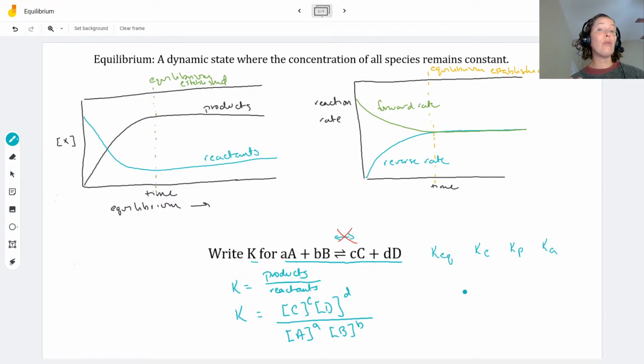Now you don't have to have two reactants and two products. We're going to work with reactions that have two reactants and one product, or one reactant and two products, or you could have three reactants and one product. But the formula is still the same. You take the concentration of your species and raise it to its stoichiometric coefficient, which is also why it's always important to start with a balanced chemical equation.